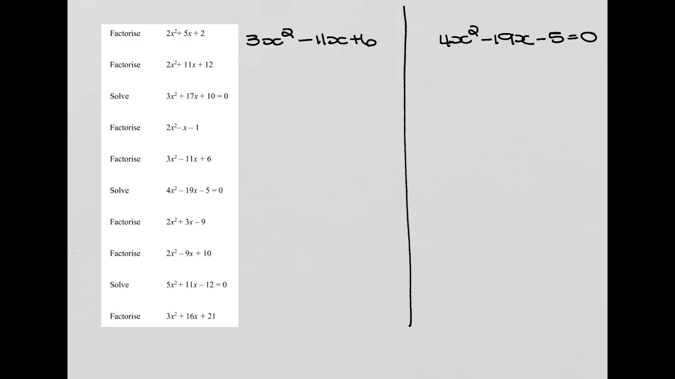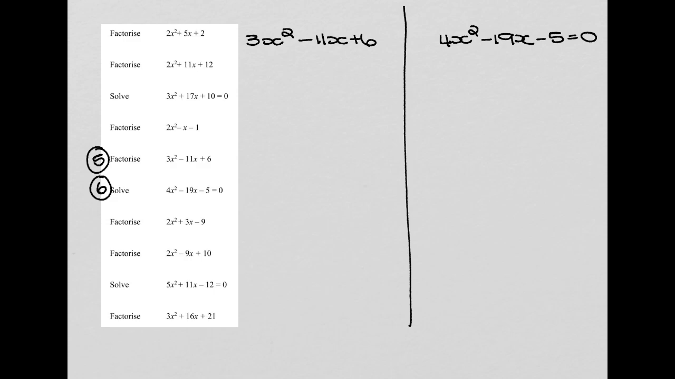Note that where are we now? 1, 2, 3, 4, 5. The fifth question says factorize, but the sixth question says solve because it's also got an equals to 0. So you've got to go that one step further. I would suggest that you pause the video at this point, try it yourself, and then see if you get the same thing as me.